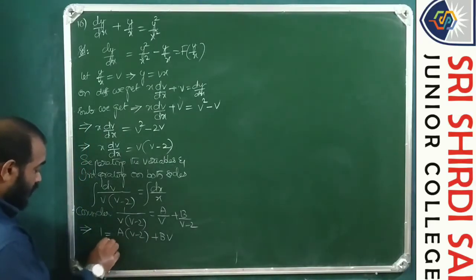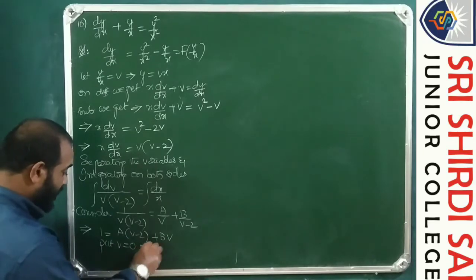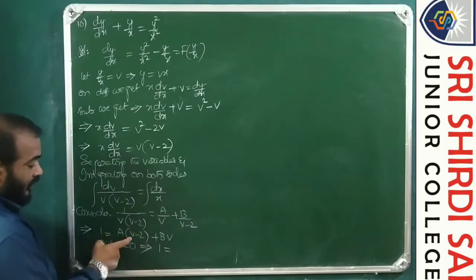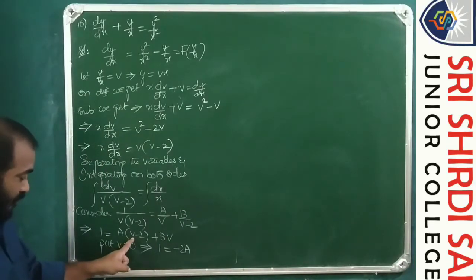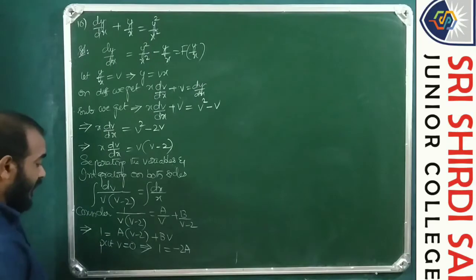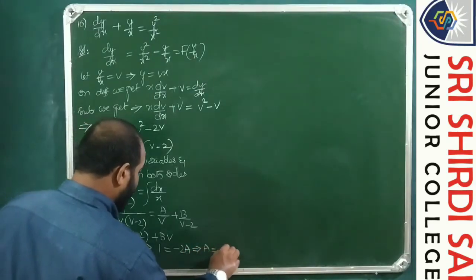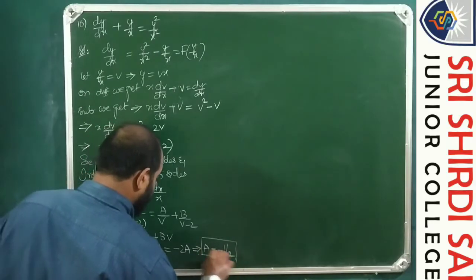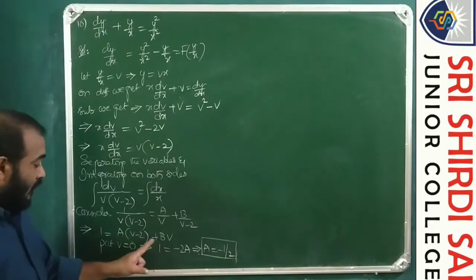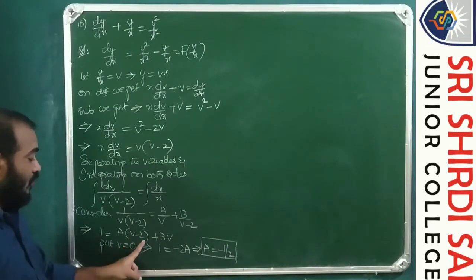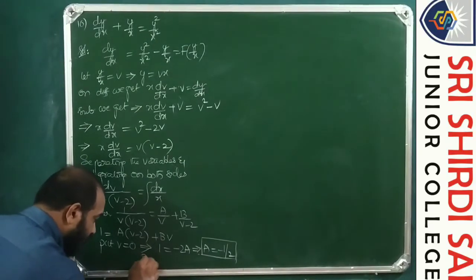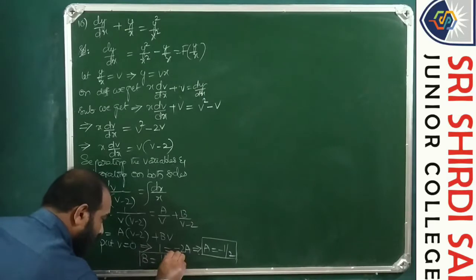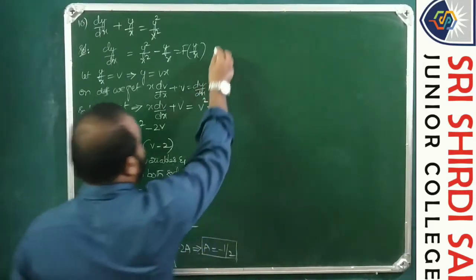Put V equals to 0, implies 1 equals to minus 2A. If you substitute V equals 0, then this is minus 2A equals to 1, A equals to minus half. Likewise, V equals to 2 if you substitute, here 2 minus 2 is 0, so B into 2 is equals to 1, so B is equals to 1 by 2. Therefore, these are the two values that we get.